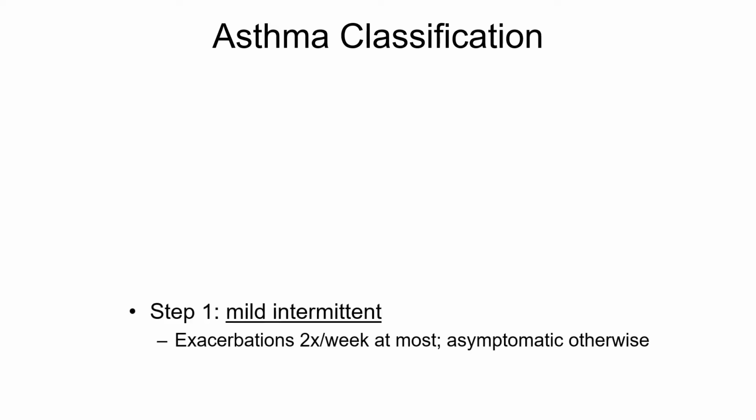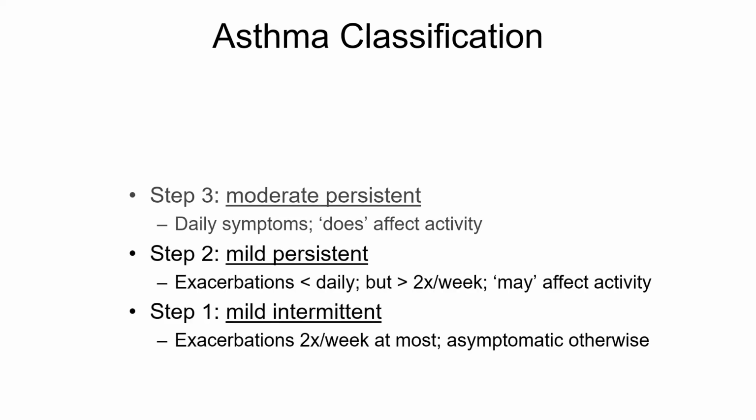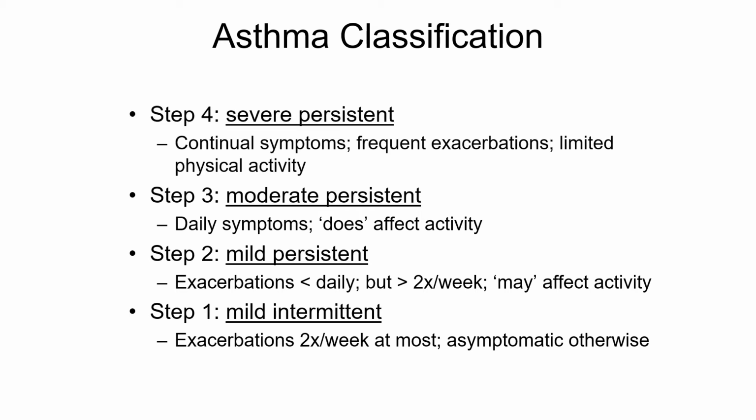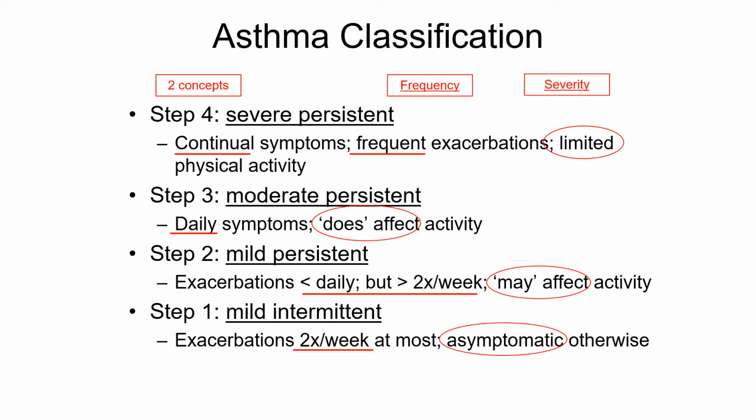A friendly reminder related to the asthma classification that we went over in the lecture. There's mild intermittent, mild persistent, moderate persistent, and severe persistent. We have, arguably, from step 1 to step 4, a progression of 2 concepts of frequency and severity.